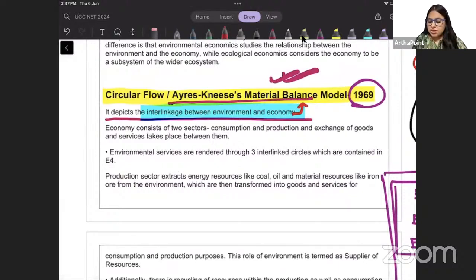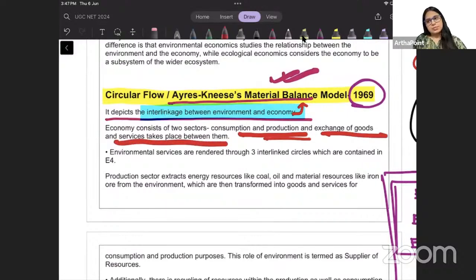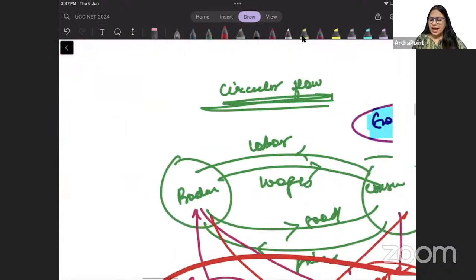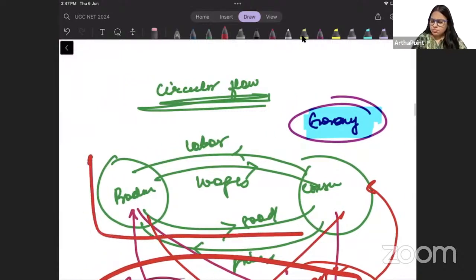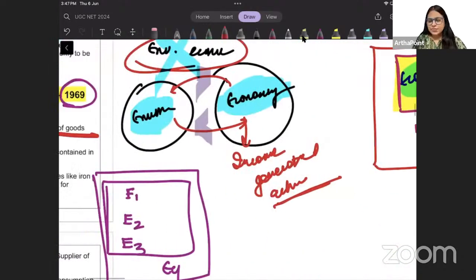ठीक है। Economy consists of two sectors, consumer and production. Exchange of goods and service take place between them. तो as I told you, अभी तक हम बात कर रहे थे economy की, and economy consisted of these two sectors.